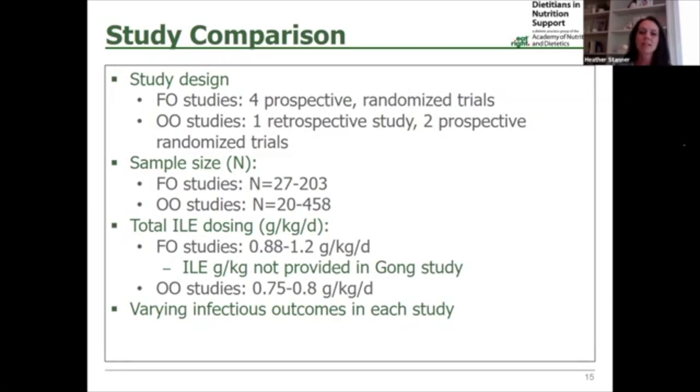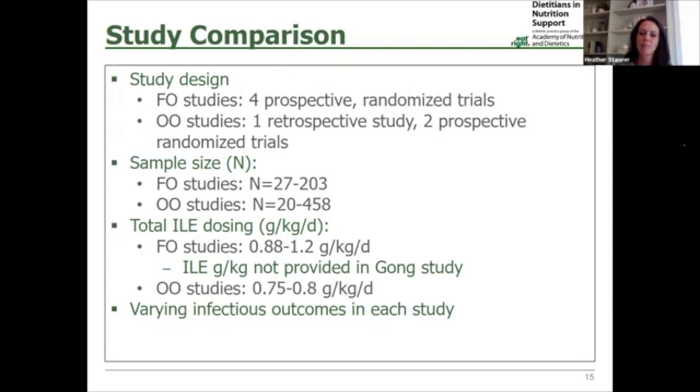Most of the studies we talked about today were prospective randomized trials. The only exception was the study in the olive oil-based ILE group versus soy oil group, and that was a retrospective chart review. But other than that, they had stronger study designs. Sample size varied anywhere from 20-some patients in both types of studies, all the way up to 458 patients in that large multi-center trial in olive oil-based ILEs.